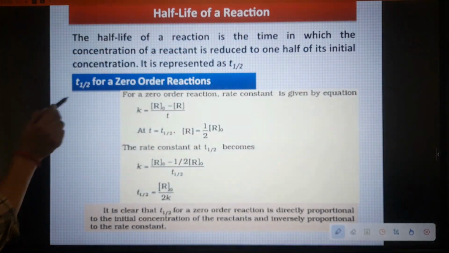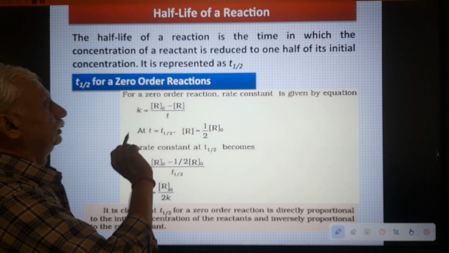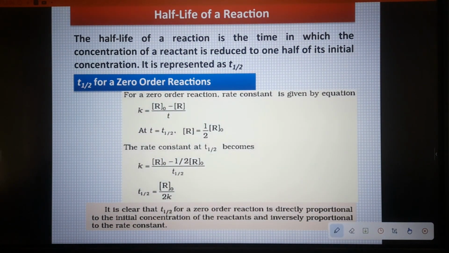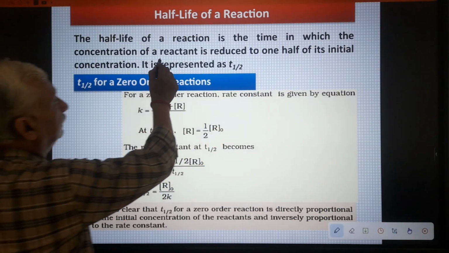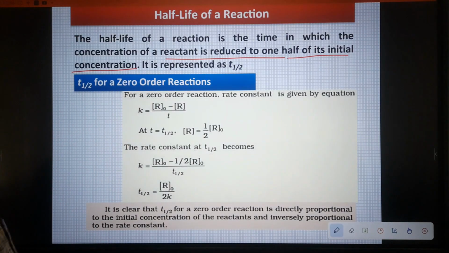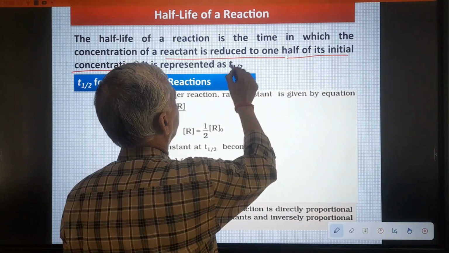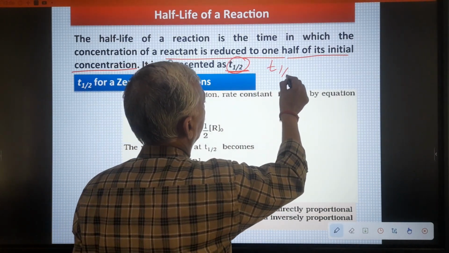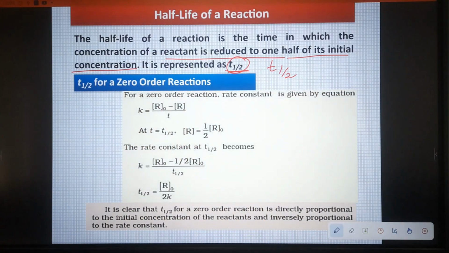This is half-life period of a reaction. What is half-life period? During a reaction, the reactants are converted into product. When the concentration of the reactant is reduced to half of its initial concentration, that time is known as half-life period of the reaction, and it is denoted by T half. This is the symbol of half-life period of the reaction.